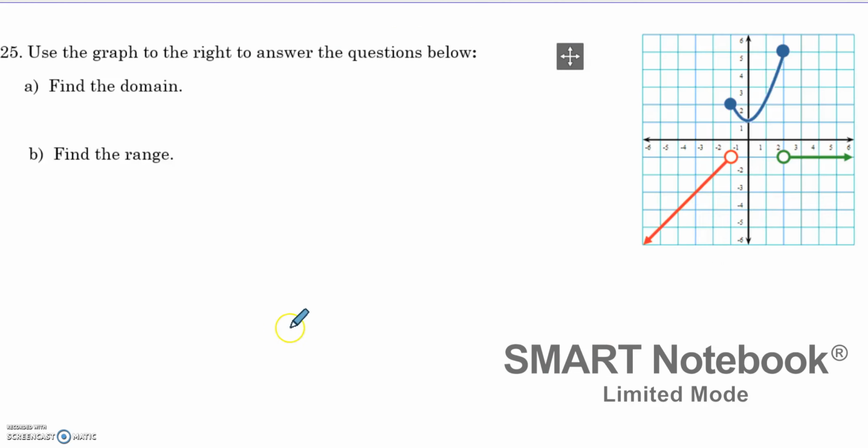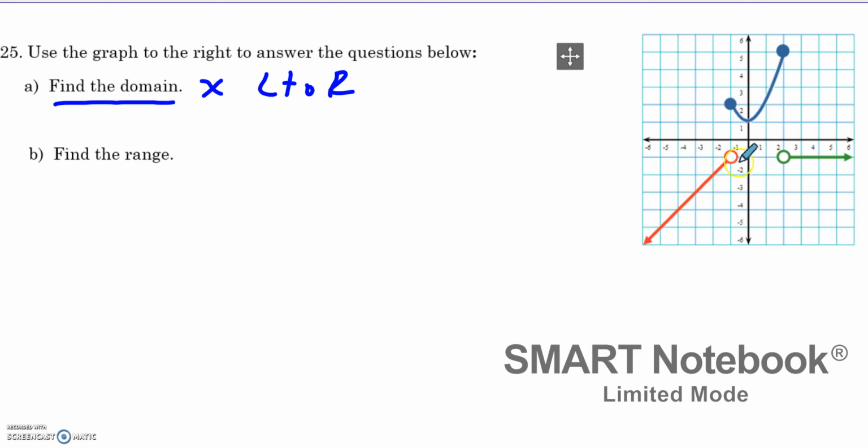So, last problem in this video has to deal with domain and range. Use the graph to the right to answer the questions below. If we want to find the domain of this function, we are thinking x values, and we're thinking left to right. So if I move my eye from left to right, this graph starts from negative infinity, and then it's going towards negative 1.